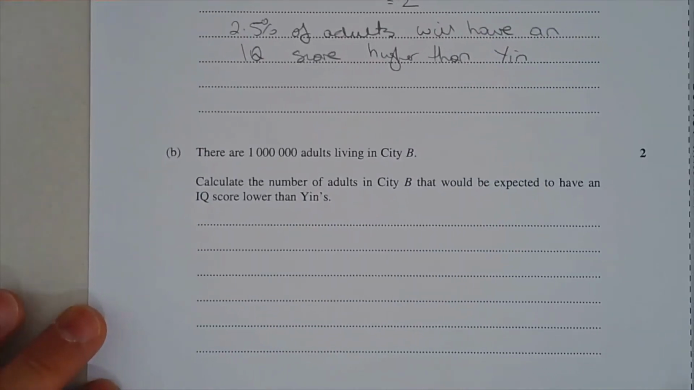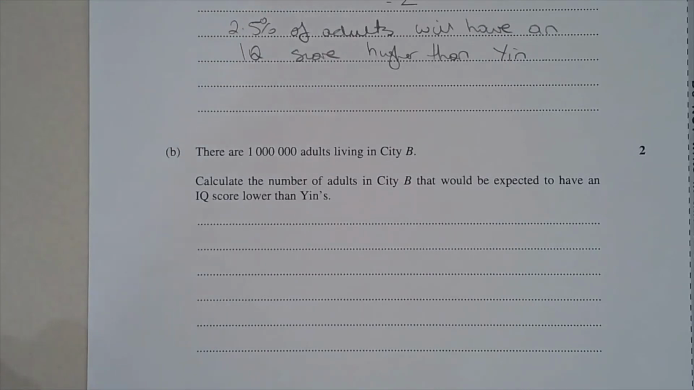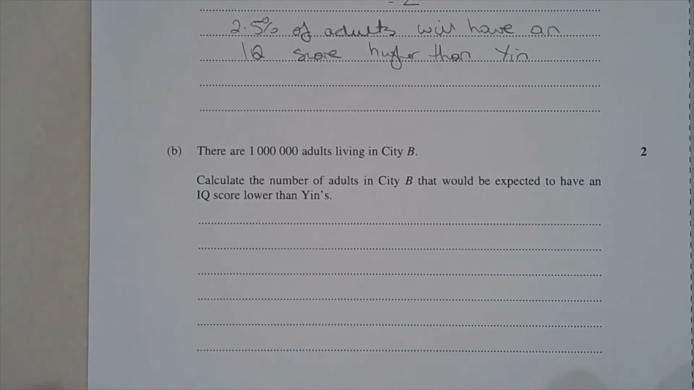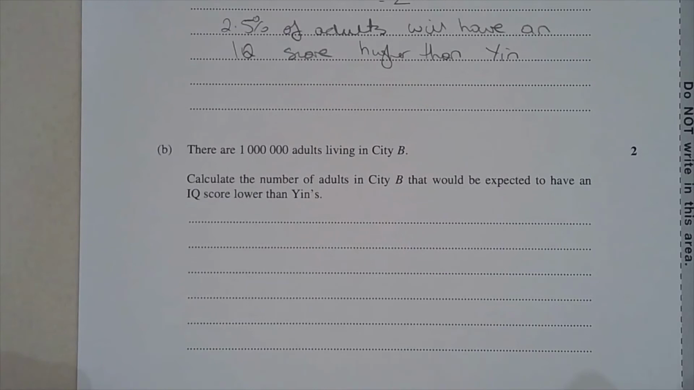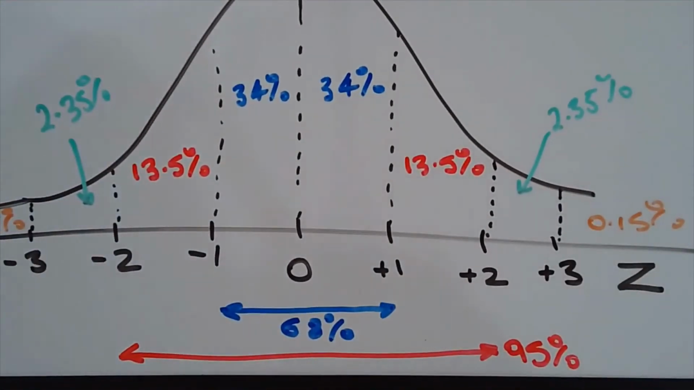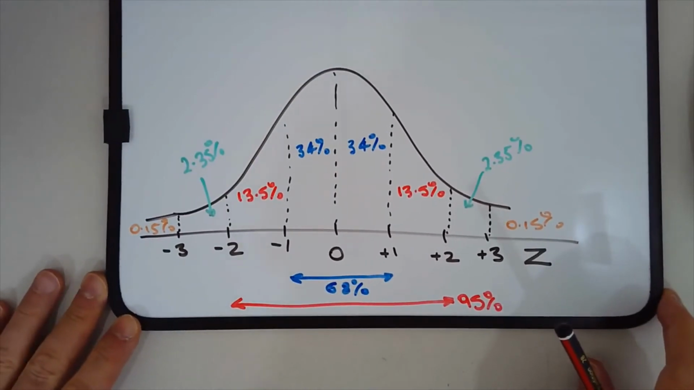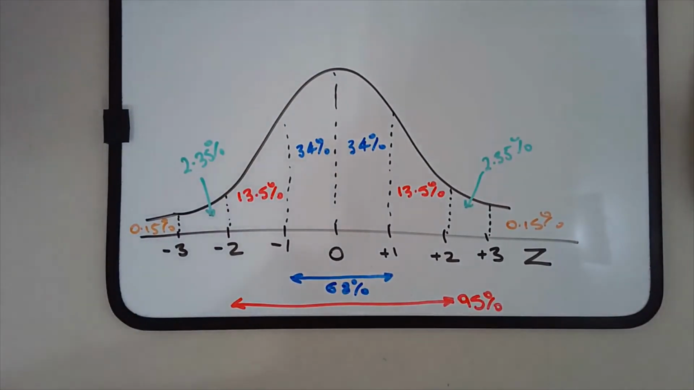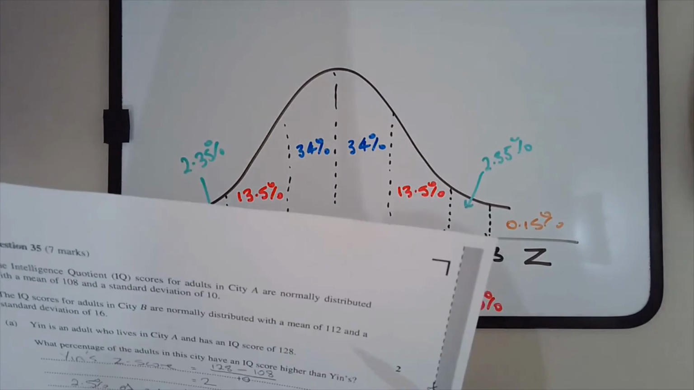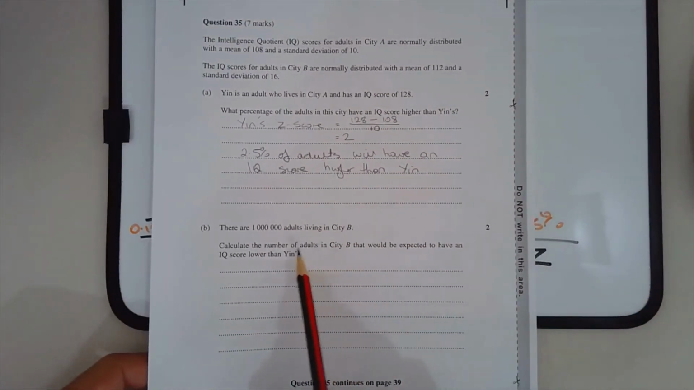Next part, part B. There are 1 million adults living in City B. Calculate the number of adults in City B that would be expected to have an IQ score lower than Yin's. So now again, if we go back to our distribution, Yin's IQ score is 128. So I'll go back to the question there. Okay, so his IQ score is 128.